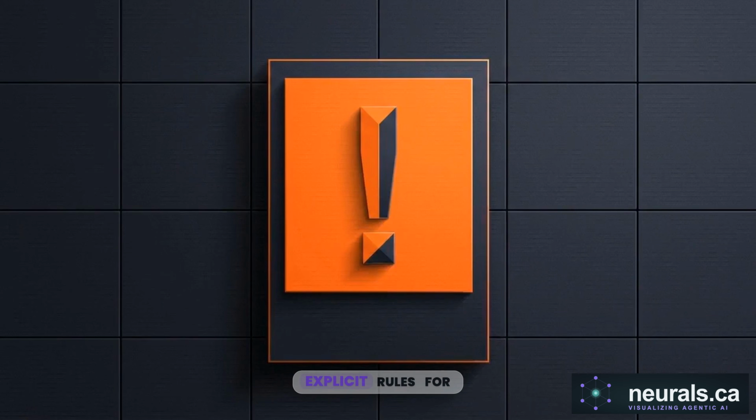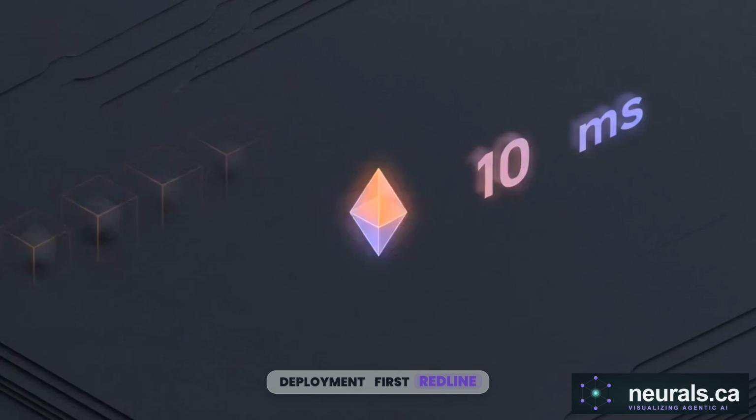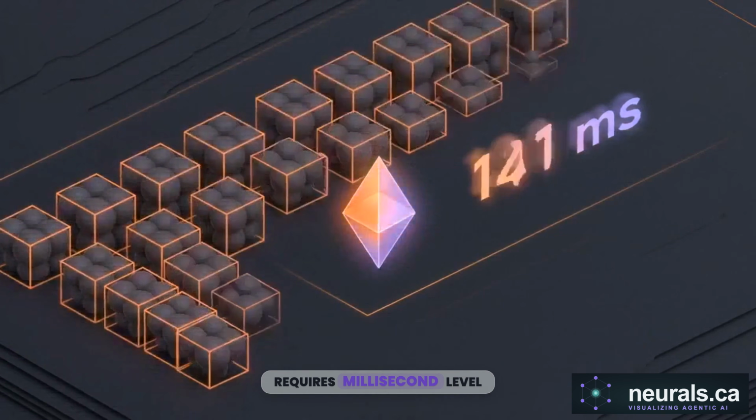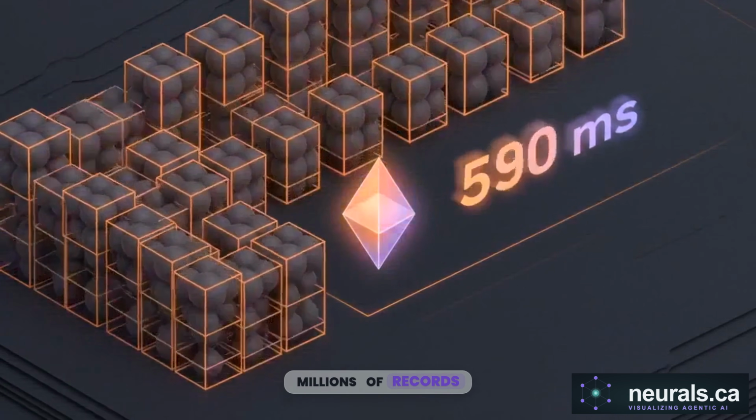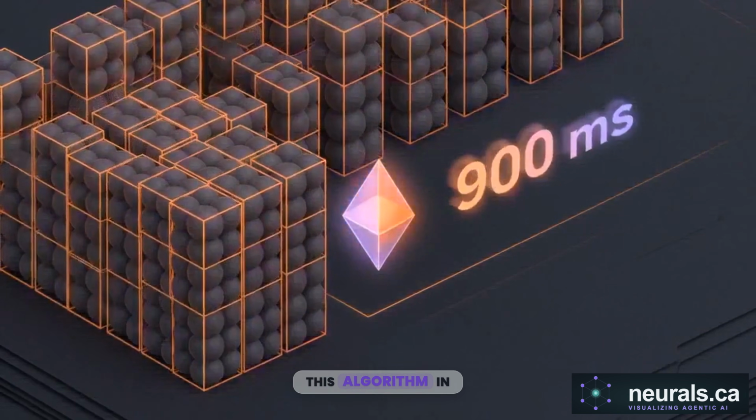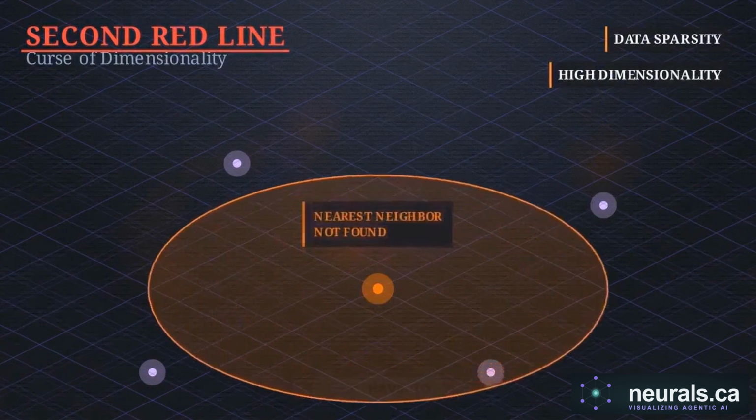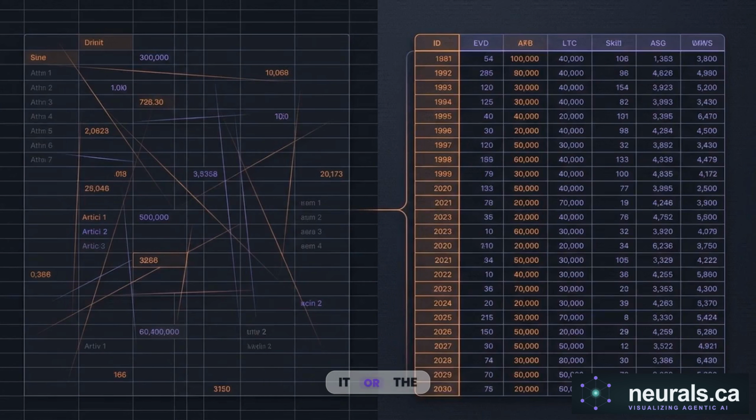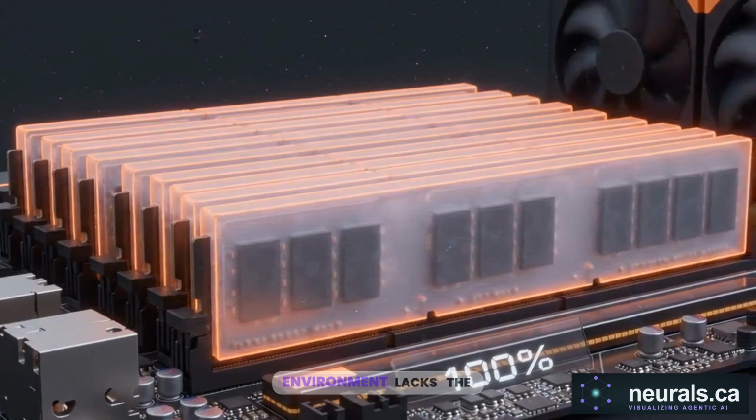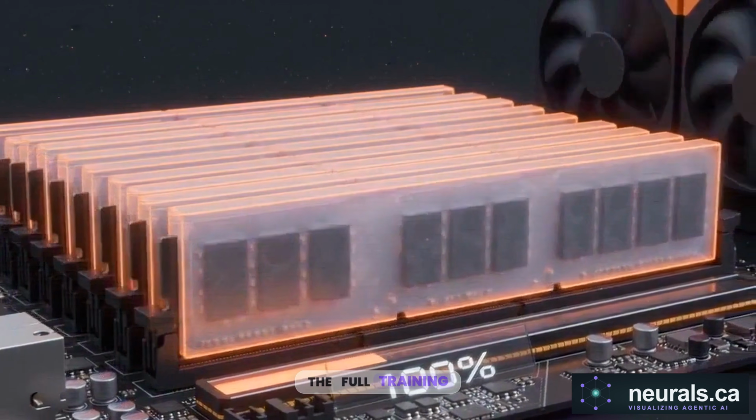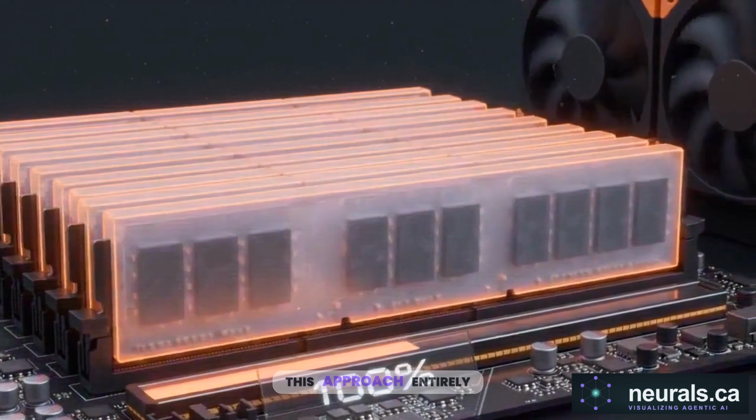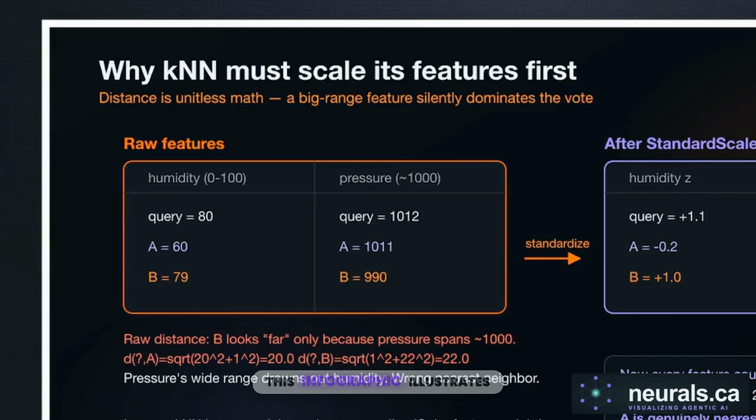This gives us explicit rules for deployment. First red line. If your system requires millisecond-level response times over millions of records, you cannot use this algorithm in its raw form. Second red line. If your feature space is highly sparse or stretches across hundreds of dimensions, you have to aggressively preprocess it, or the algorithm will output garbage. Third red line. If your hardware environment lacks the memory to hold the full training set at once, you must abandon this approach entirely. This infographic illustrates the hidden trap of unscaled features.